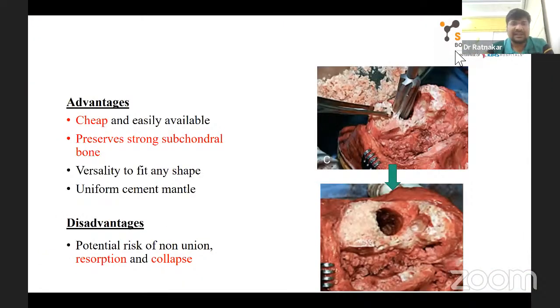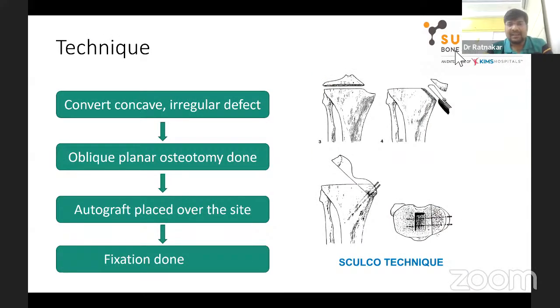The advantages are, again, it is cheap, easily available. It preserves the strong subchondral bone, and it has a versatility to fit any shape. Disadvantages, again, the risk of non-union, resorption, and collapse. Then there is another technique which is developed by Skalko, which I will be demonstrating here. Here it is for usually the defects around 10 millimeters in depth, which are marginal defects.